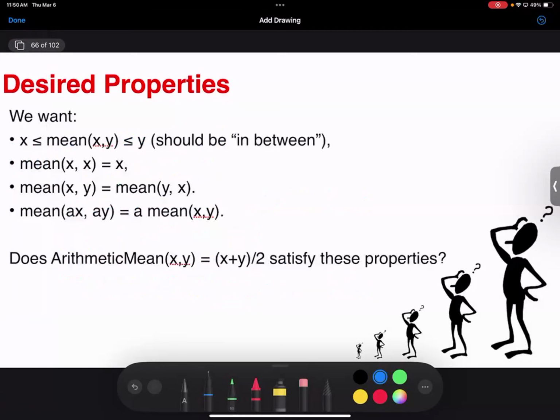The mean of x and x is just x. Symmetric. And then the mean of a times x and a times y should be a times the mean of x and y. Does that seem like a reasonable property? This is basically a rescale property. If I'm measuring things in meters or feet, the physical number changes, but the quantity is the same.